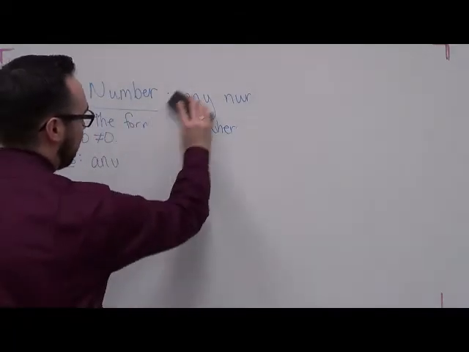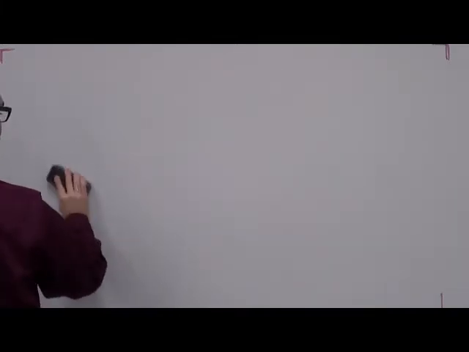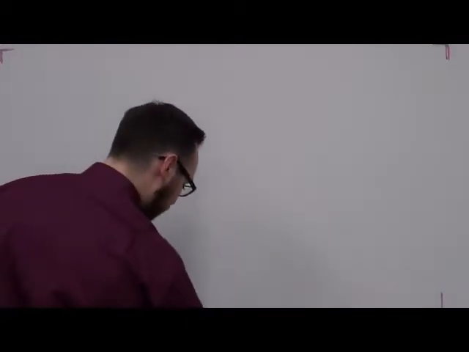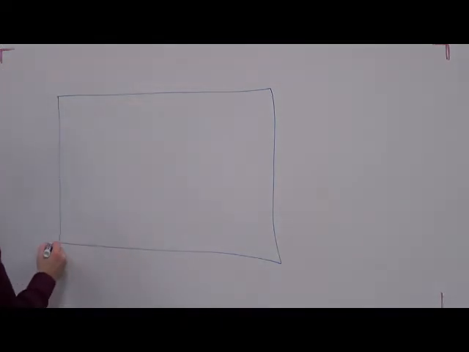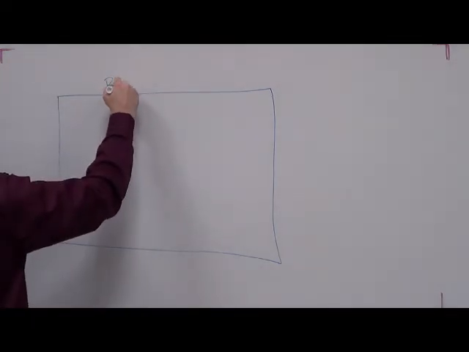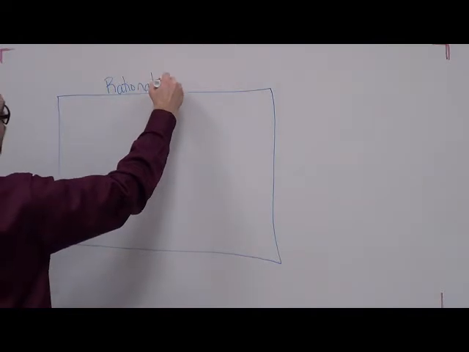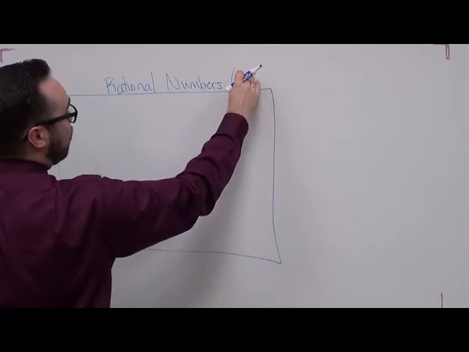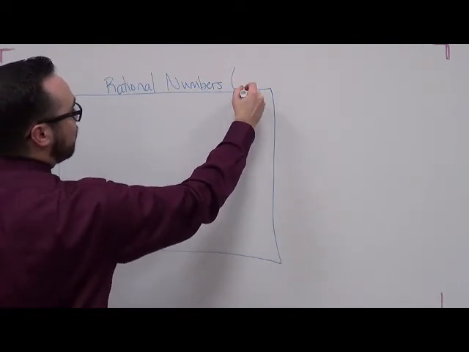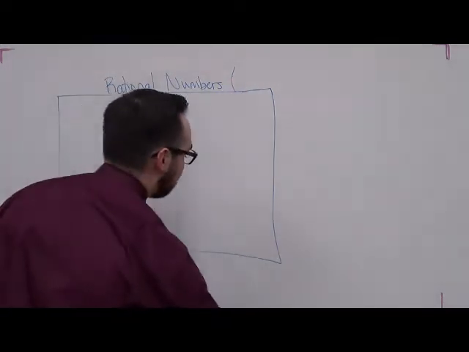So I'm going to go ahead and give you a chart that we're going to use to classify these numbers. And really it just starts with a big square, or a big rectangle. And this represents all rational numbers. Let me redo that.